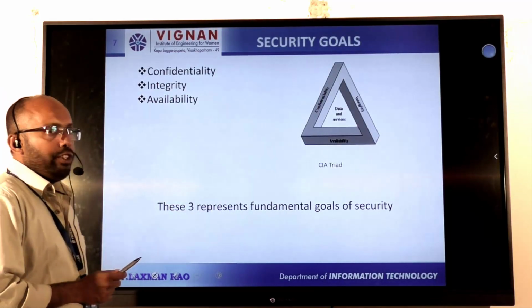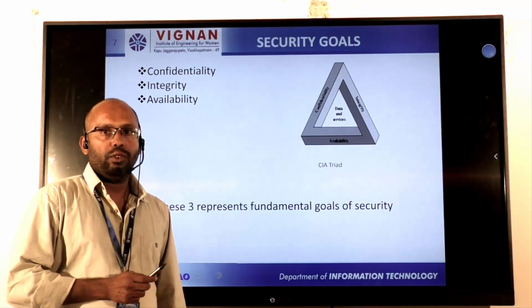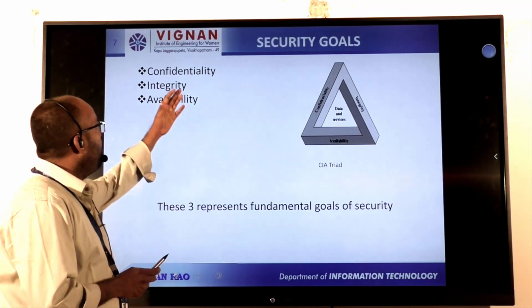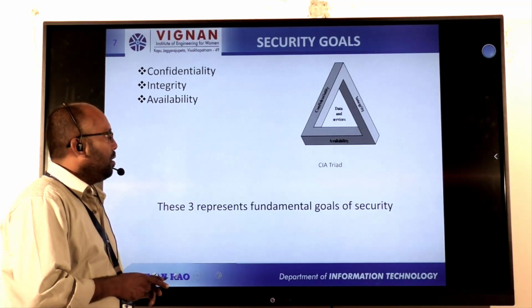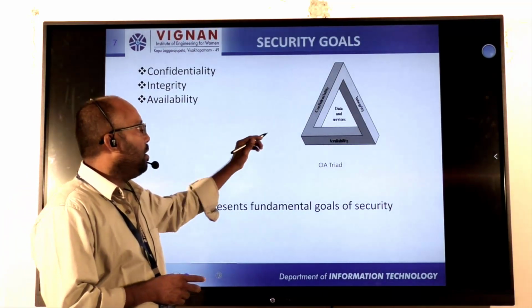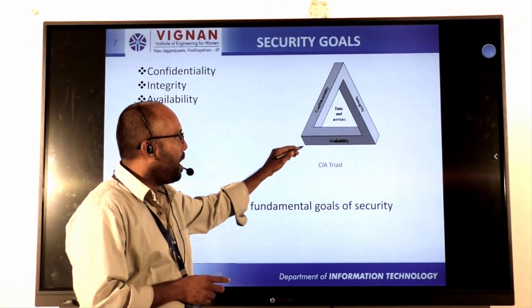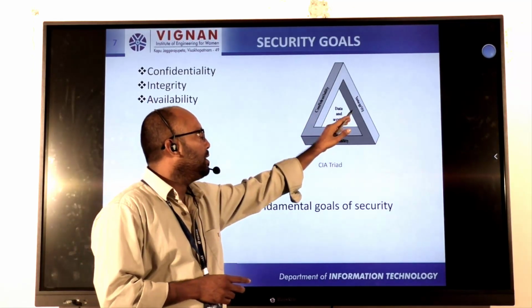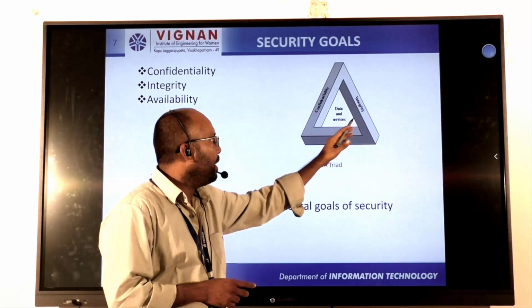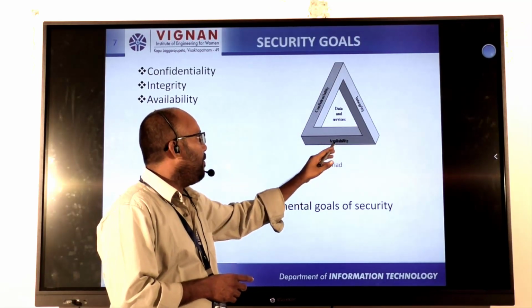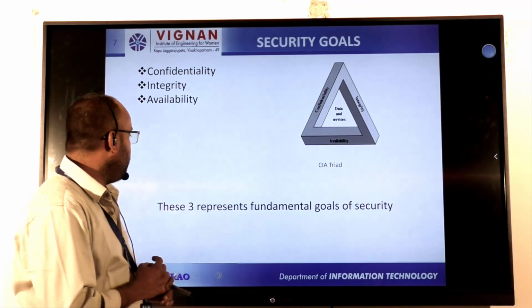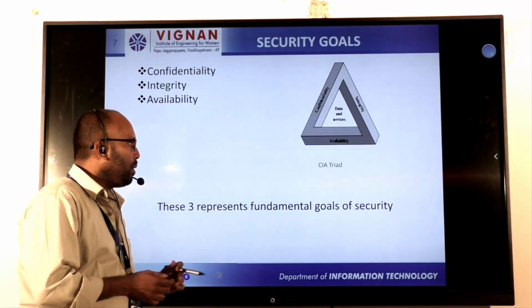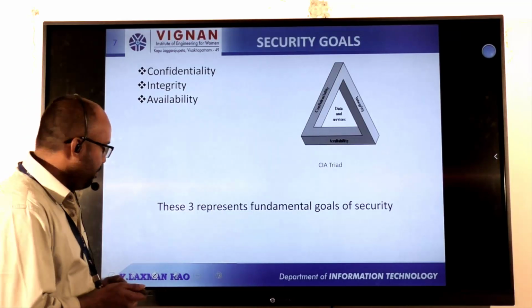Coming to the security goals, we have different security goals: confidentiality, integrity, and availability. For the data and services we have, this is called the CIA triad: C for confidentiality, I for integrity, and A for availability. These are the main goals of the security of information. These three represent the fundamental goals of security.